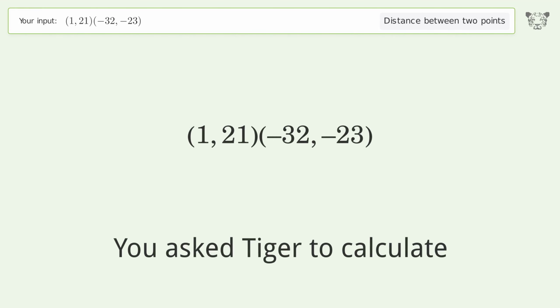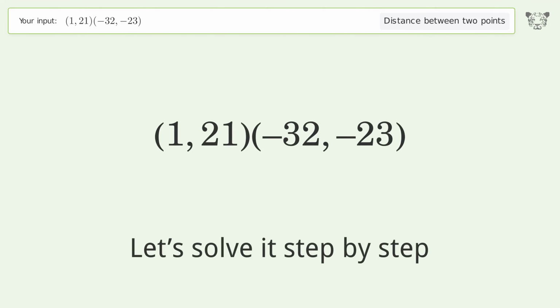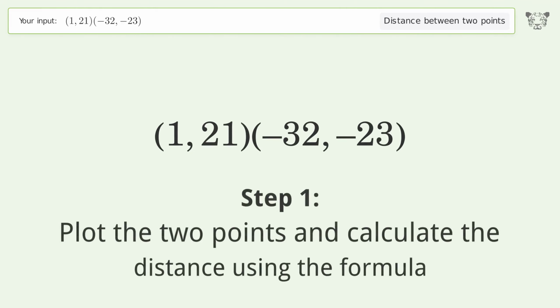You ask Tiger to calculate. This deals with the distance between 2 points. The distance between the 2 points is the square root of 3025, or 55. Let's solve it step by step. Plot the 2 points and calculate the distance using the formula.